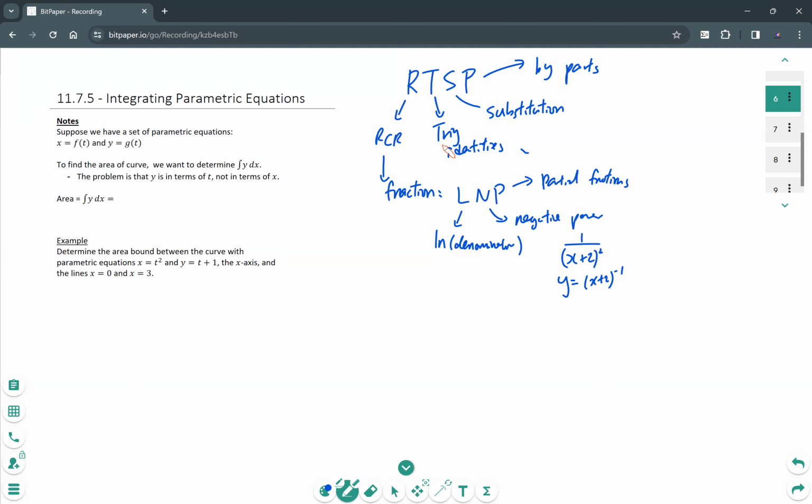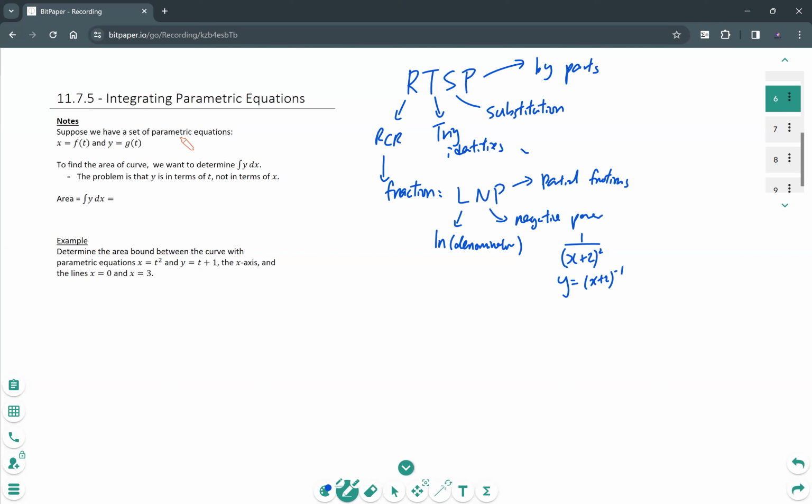But before you do RTSP, obviously, when you see a trigonometry function, let's say cosec or cot, the first thing that should come to your mind is the formula booklet. Remember the formula booklet, there is a wealth of expressions for you to look at, so make sure you remember that. Only then you can think about RTSP. And in reverse chain rule, when it comes to fractions, LNP: ln of the denominator, N negative power, P partial fractions. Okay, so let's jump into today's lesson, which is about integrating parametric equations.